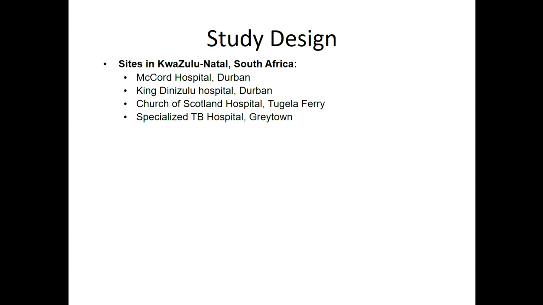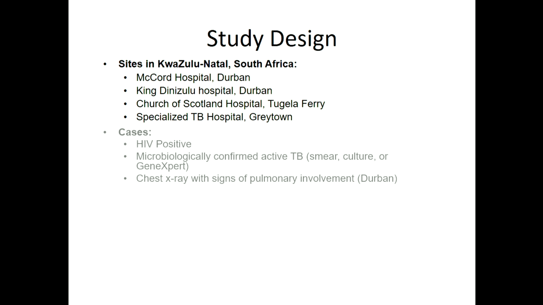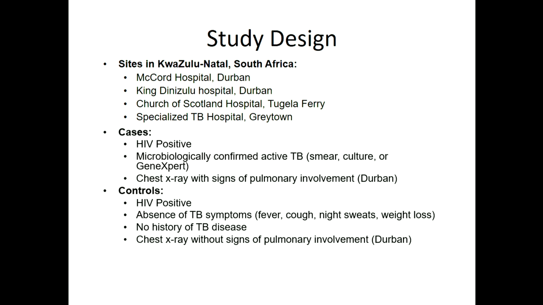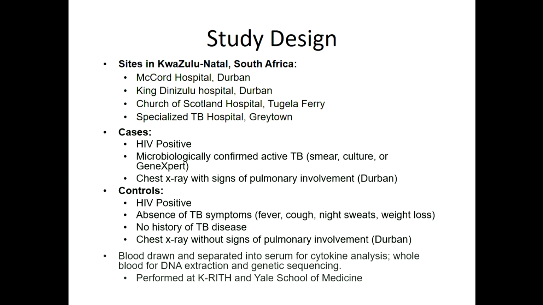To address this question, we designed a study where we recruited patients from several sites in KwaZulu-Natal, South Africa. This included the McCord and King Dinizulu hospitals in Durban, the Church of Scotland Hospital in Tugela Ferry, and the Specialized TB Hospital in Greytown. Cases were all HIV positive, had microbiologically confirmed active TB, and also had a chest x-ray with signs of pulmonary involvement in the Durban population. Controls, on the other hand, were HIV positive, had an absence of TB symptoms, no history of TB disease, and had a chest x-ray without signs of pulmonary involvement, again in the Durban population.